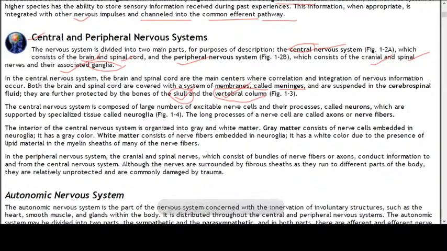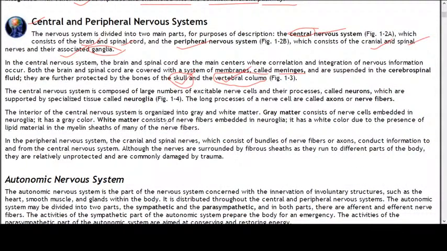So the central nervous system is composed of a large number of excitable nerve cells and their processes called neurons, which are supported by specialized tissues called neuroglia. So there are neurons, and on the side of the neuron there is something called neuroglia. The neuroglia protects the neurons, just like the skull protects the brain. It is a miniature skull, neuroglia.